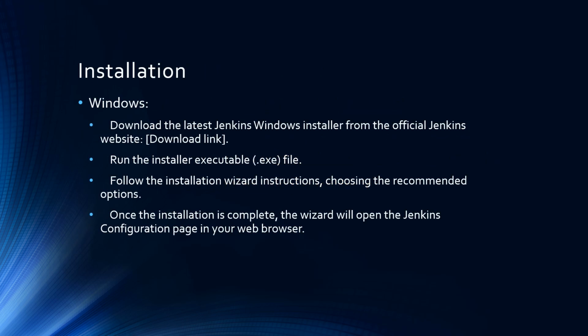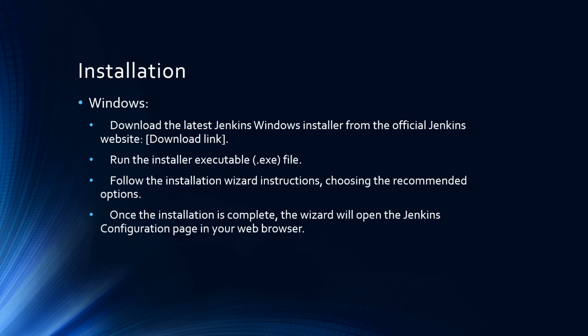Let's walk through the process of installing Jenkins on Windows systems. Installing Jenkins on Windows has been streamlined over the years, but there are important considerations to ensure a successful setup. The installation process begins by downloading the latest Jenkins Windows installer from the official Jenkins website. This installer is specifically designed for Windows environments and handles most of the setup complexities automatically.